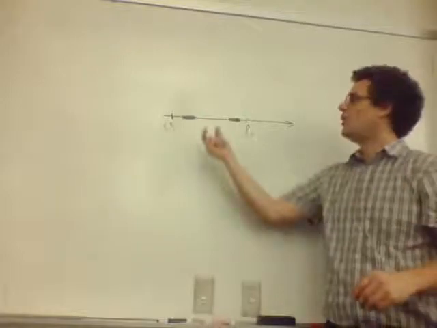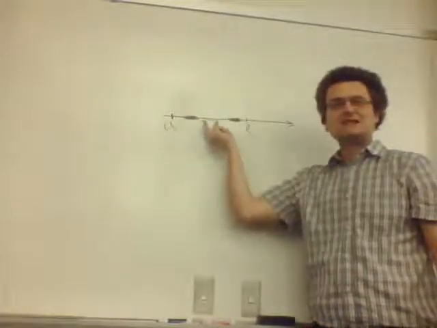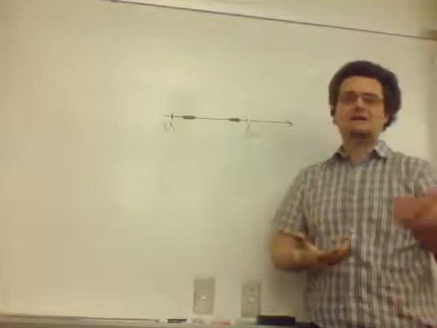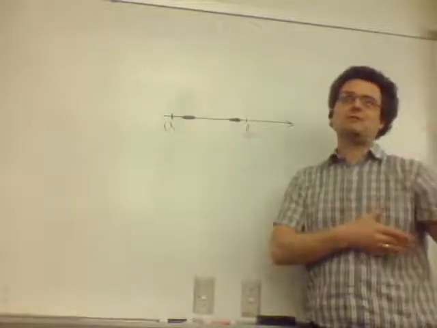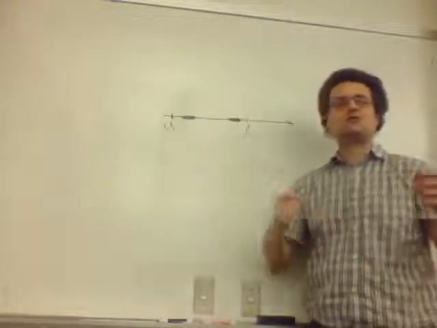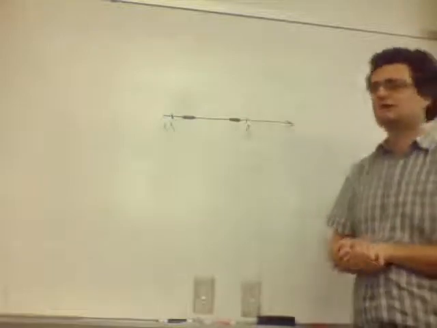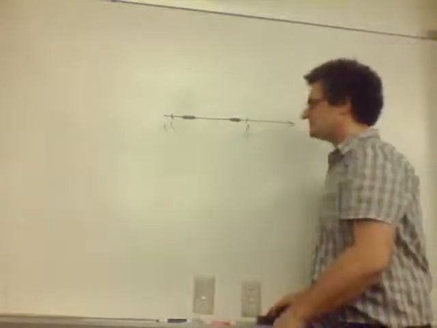So if that's what you want to say by all points being equally likely, what you actually want to say is that all intervals of the same length are equally likely. So the probability of taking a value in intervals of the same length is equally likely to happen. All right?